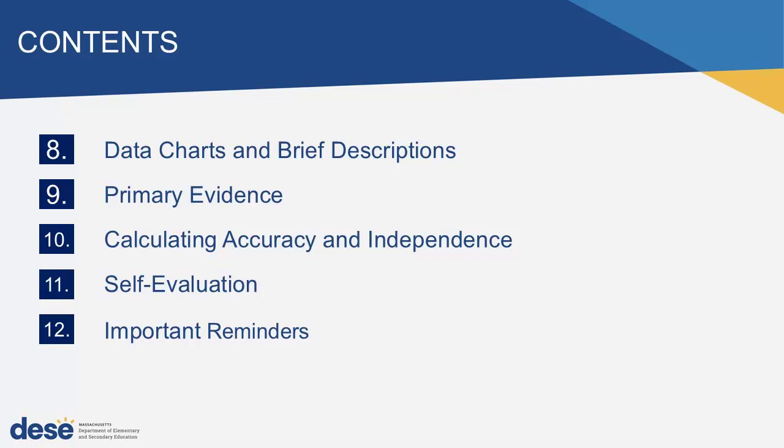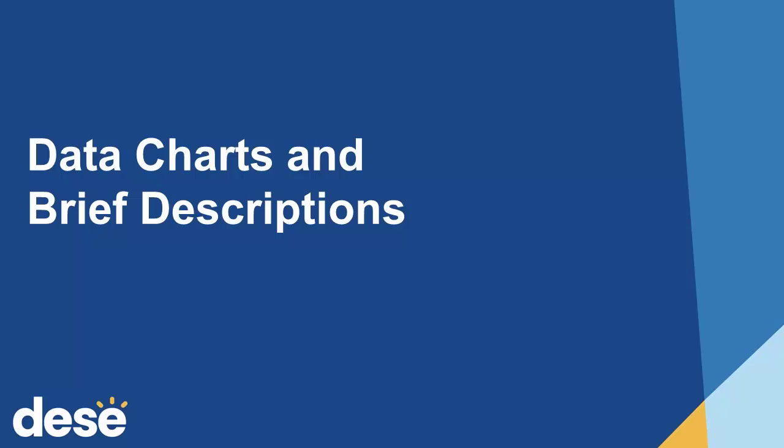This is what we're going to look at today, this afternoon. We're going to talk about the data charts and the brief descriptions, what that evidence should look like, and that popular question about calculating accuracy and independence, and self-evaluation, and that's for all content areas, not just for the ELA, language and reading and math that we're concentrating on in this part. And then we'll talk about some important reminders. So here we go. We're going to start with brief descriptions, and then we'll get to data charts.